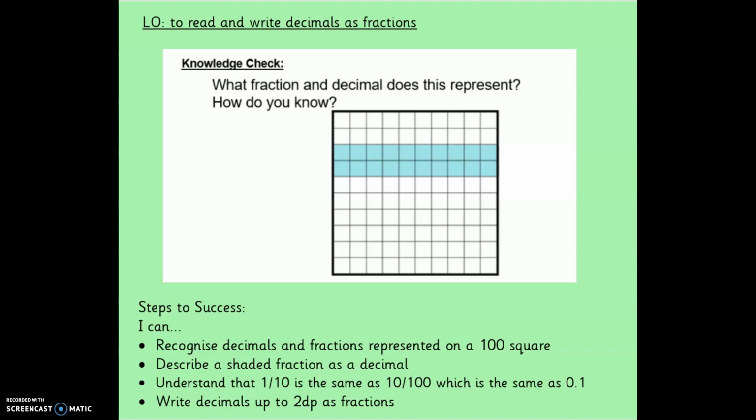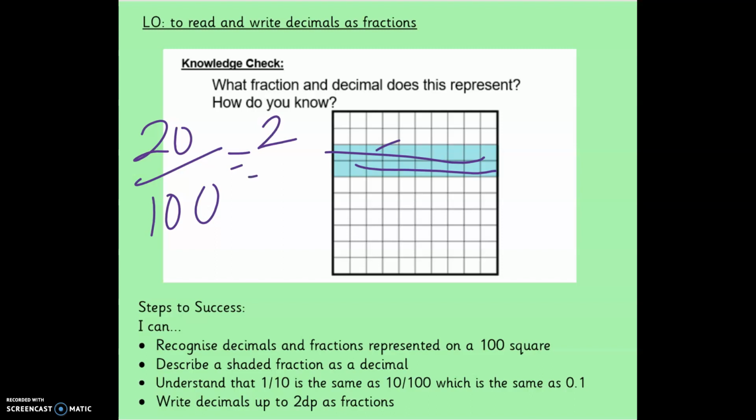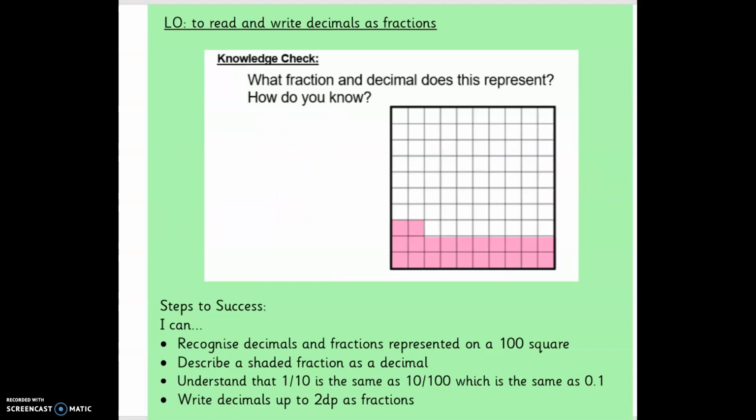So hopefully you managed to have a go. Let's go through together. So I can see that I've got 2 rows of 10, and I know that 2 tens equal 20, so I know I've got 20 over 100. I know that 20 over 100 is the same as 2 over 10, which is going to give me the decimal 0.2.